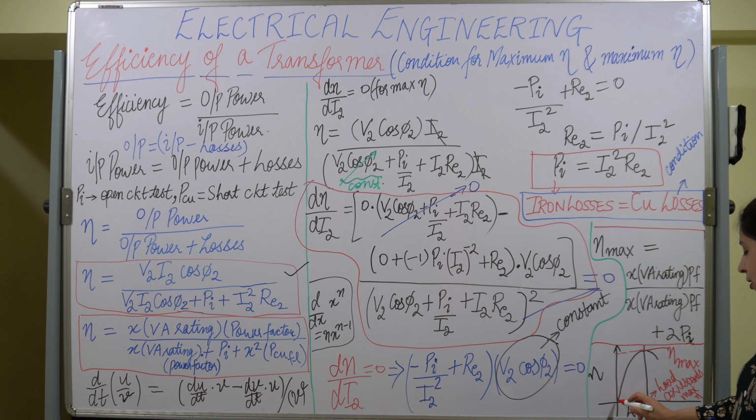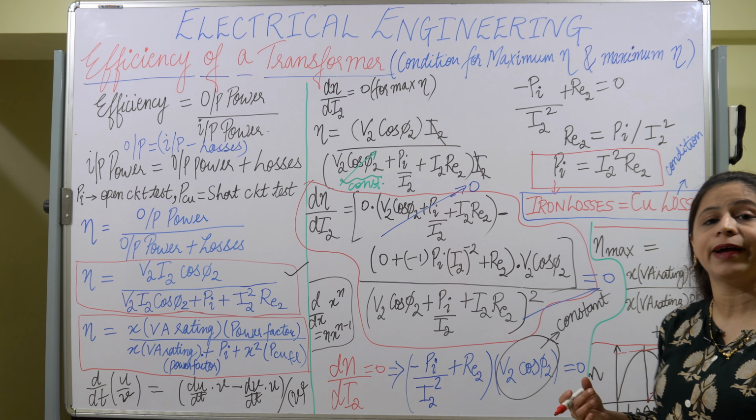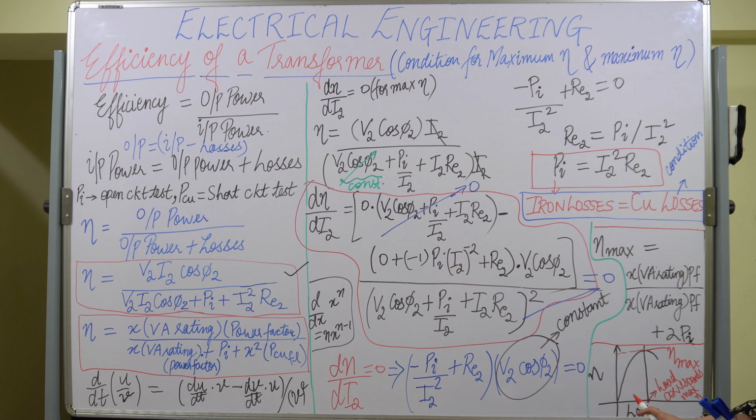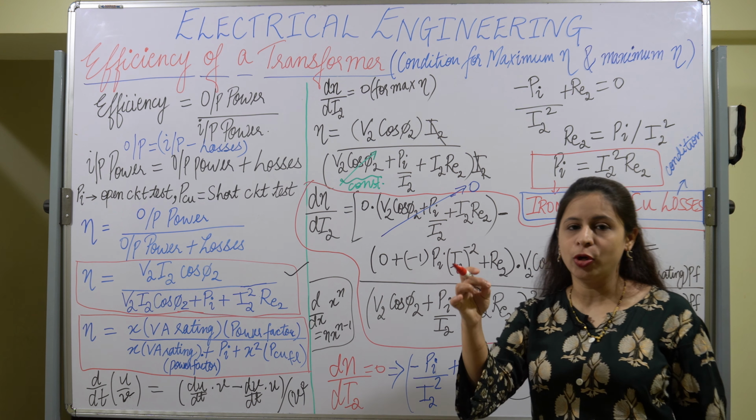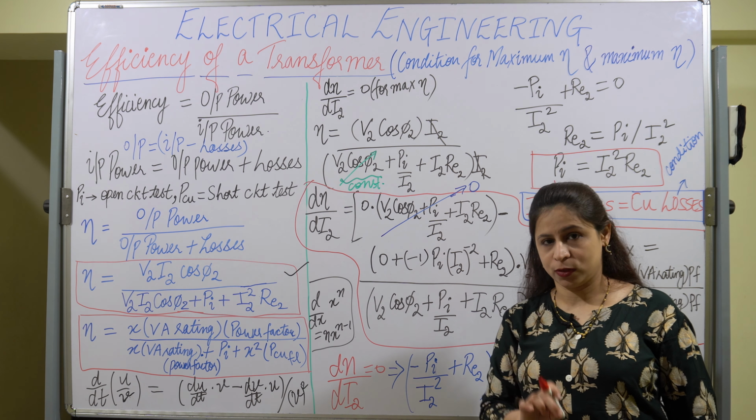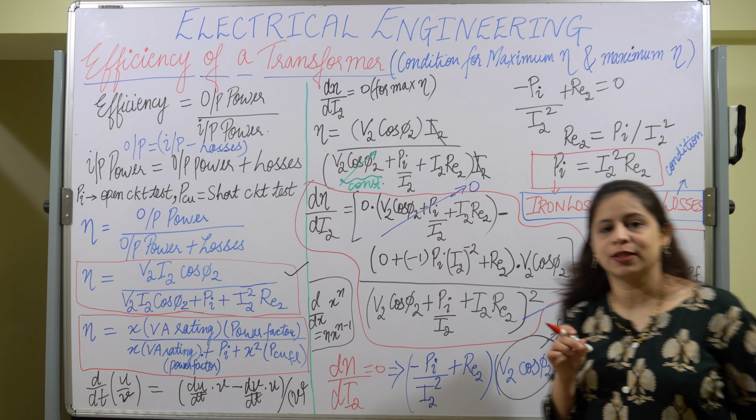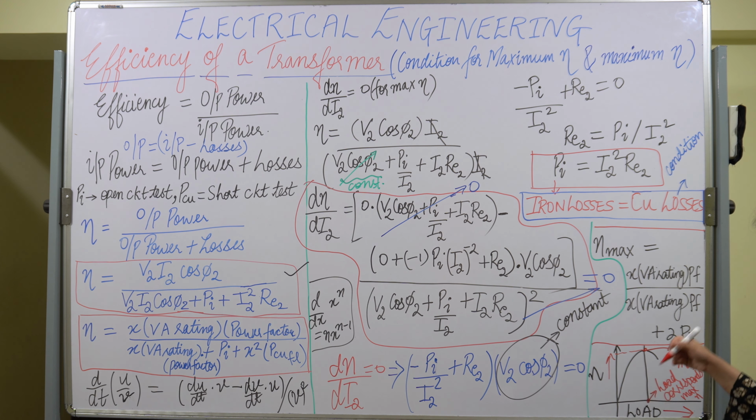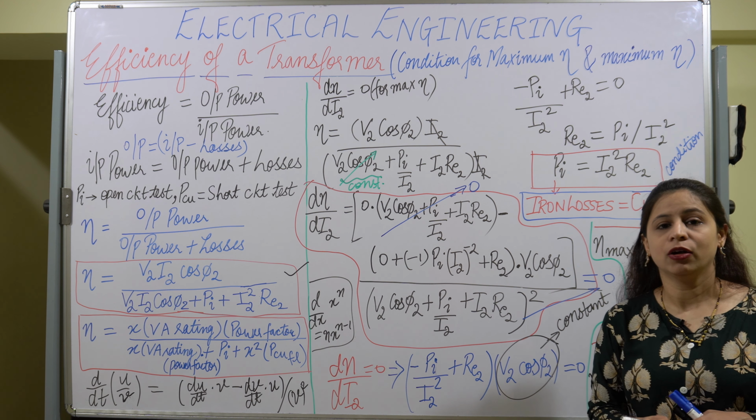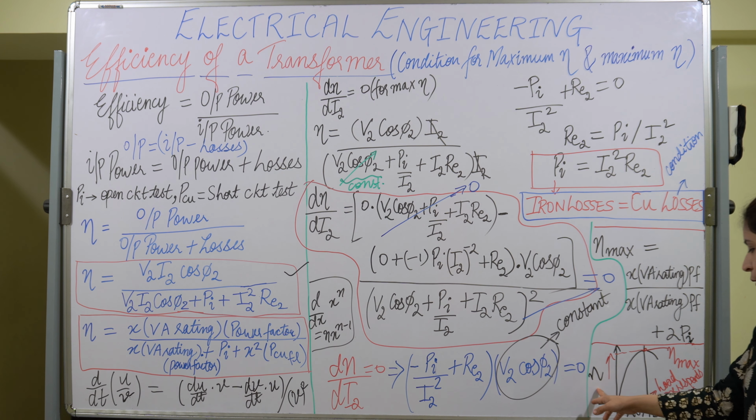So when the load is low, when the load is not high, the efficiency is also low. But as gradually the load increases, we can see the load is increasing like this. The efficiency is also increasing and it reaches a maximum value where the copper losses are equal to the iron losses, and that point is denoted over here. And when the load is more increased, then the efficiency starts decreasing, not increasing. So this is the nature of the efficiency and load of a transformer.